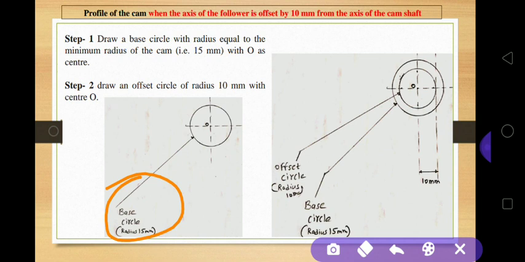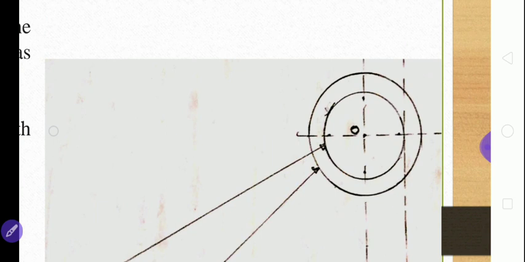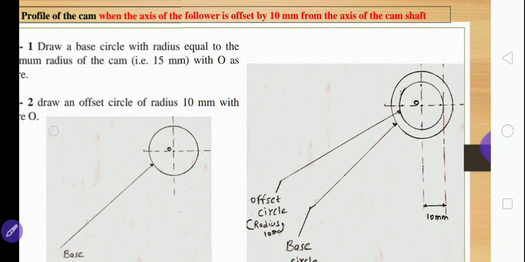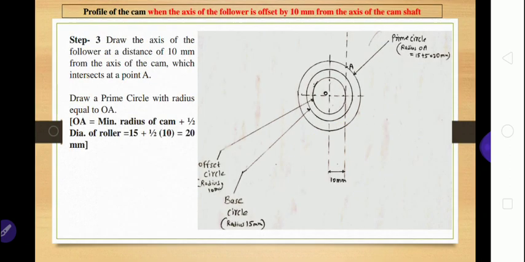Second step is to draw the offset circle inside that, with the radius 10 mm, because offset distance is given as 10 mm. Therefore we will draw here an offset circle with the radius equal to 10, and from that we will pass one tangent to this base circle. So this is our second step. In first step we have drawn the base circle, in second step we have drawn an offset circle with the given data in the problem. Third step is now here to draw the axis of follower at a distance of 10 mm from the axis of cam, which intersects the point at A.